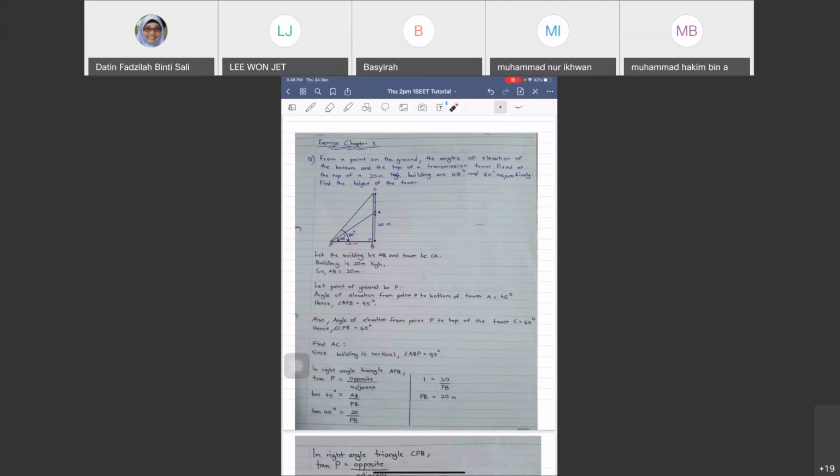Okay, so then let's look at the question. The question wants you to find height of the tower. So question just wants this much only. AC. Find AC, length of AC.